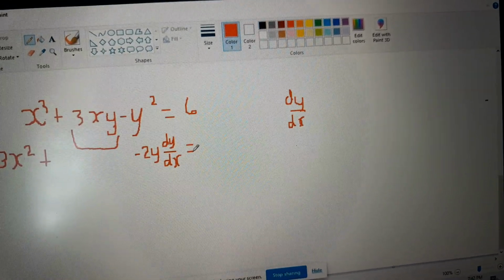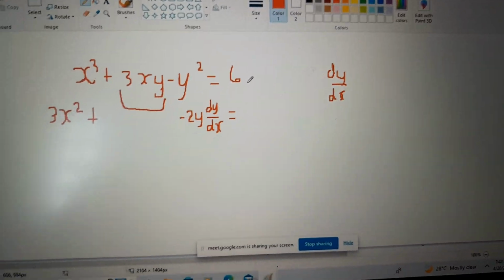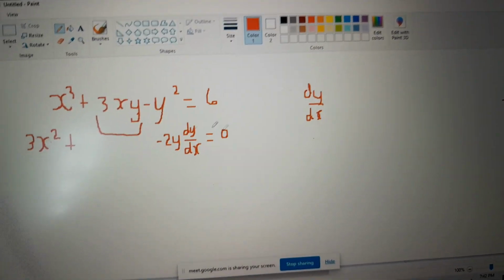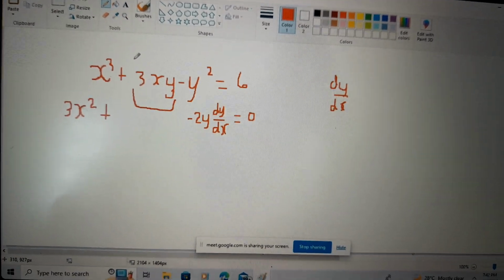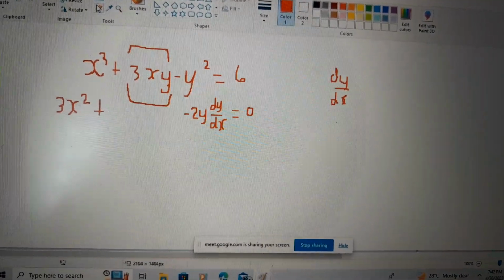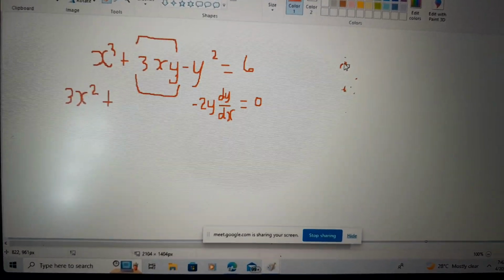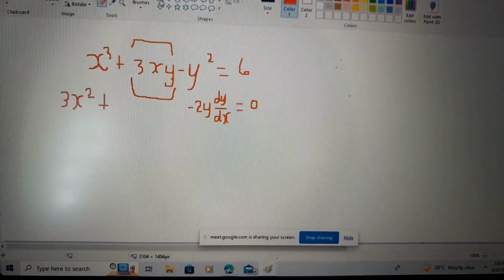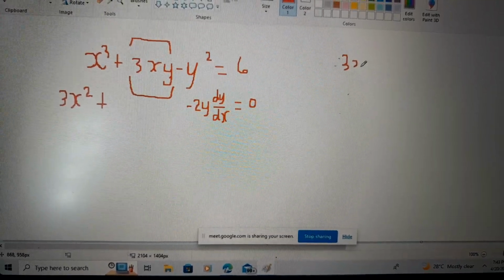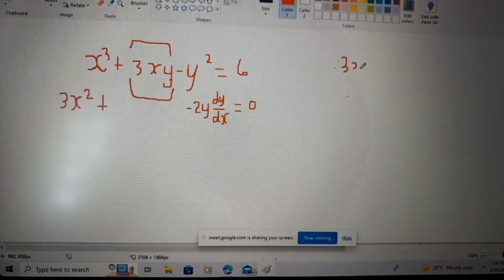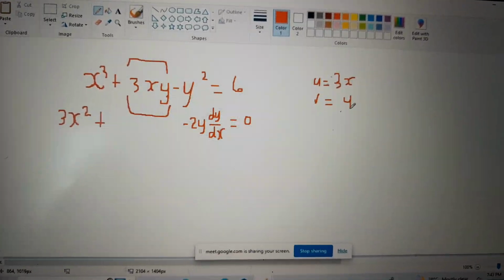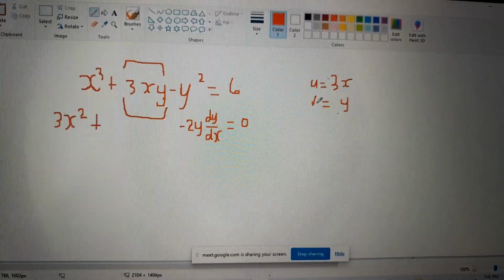And let's move on to the final part. We have a constant over here. When we differentiate that, what will we get? 0, sir. 0. Great. So look at this middle term. This middle term is actually a product. So we have to use the product rule. The product is actually 3x times y, so you can let u equal 3x and you let v equal y.